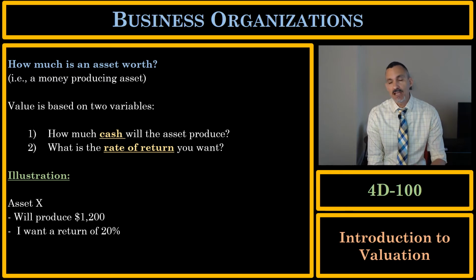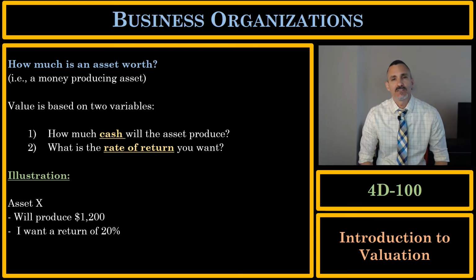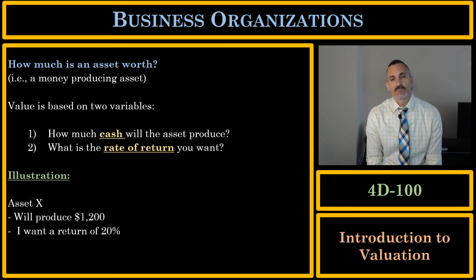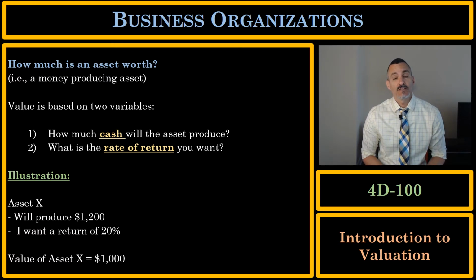Okay, here's an illustration. Imagine we have asset X. It's a company, it's a business, whatever it is, it's asset X. And we predict that it will produce $1,200 in cash. Right? I want a rate of return of 20%. Okay? How much will I buy this asset for? And that will be the value of the asset. Well, the value of the asset will be $1,000. Here's the idea. If I buy this company for $1,000 and it then produces $1,200 in cash, I have made my 20%. That's what I wanted to make in this investment.